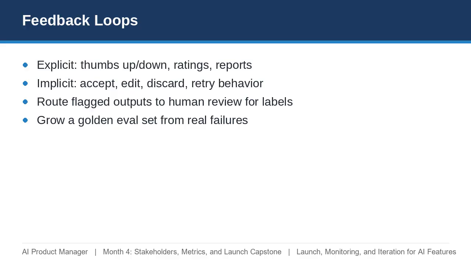AI features get better when you systematically capture signals. Explicit feedback like thumbs up and down is useful, but implicit feedback is gold. Did the user accept the output, edit it, discard it, or retry? Route low confidence or flagged outputs to human review, feed the corrected labels back into your evals and fine-tuning, and grow a golden test set from real failures so you catch regressions before the next release.